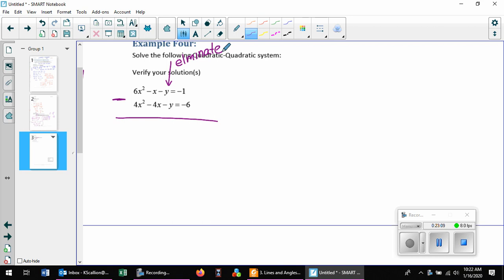So 6x squared minus 4x squared should leave me with 2x squared. Negative x minus a negative 4x is going to leave me with positive 3x. The y's, they should go away. If they don't go away, you've done something incorrectly. And then I've got 5. Right? Yes? You good?